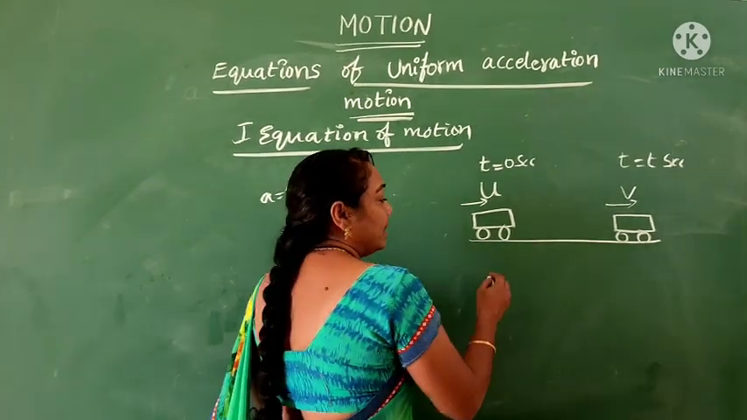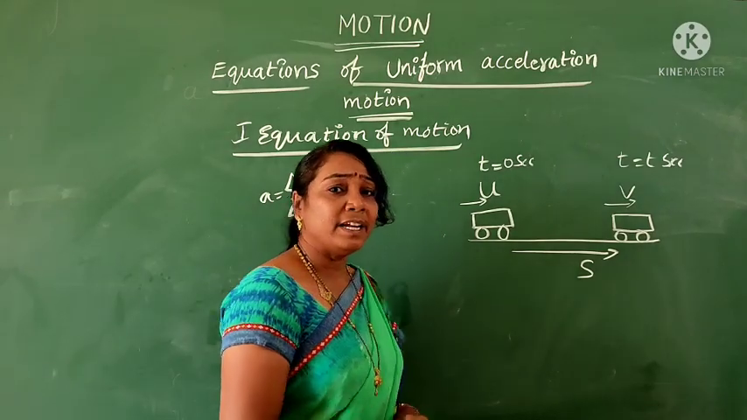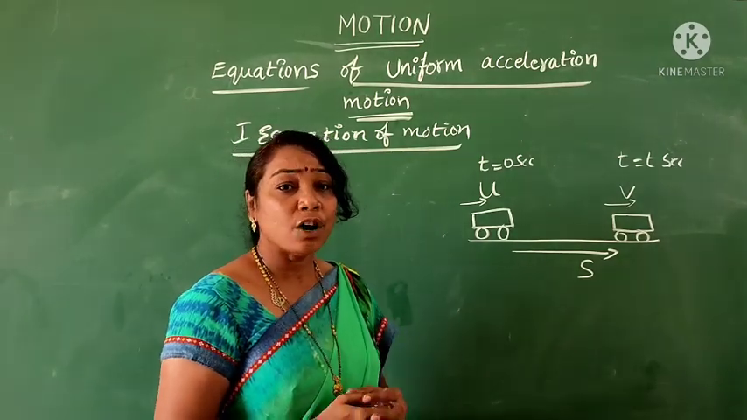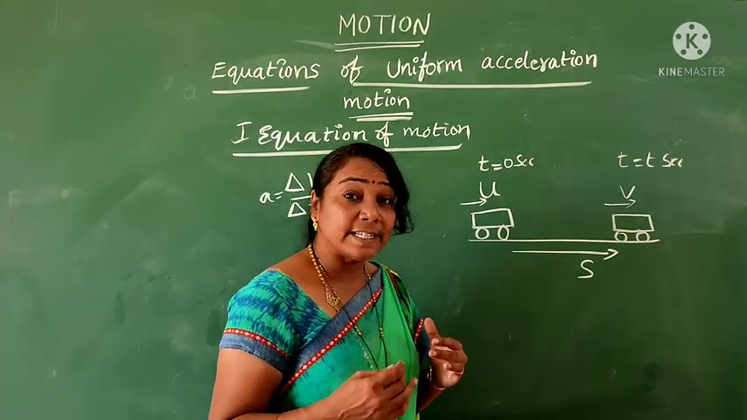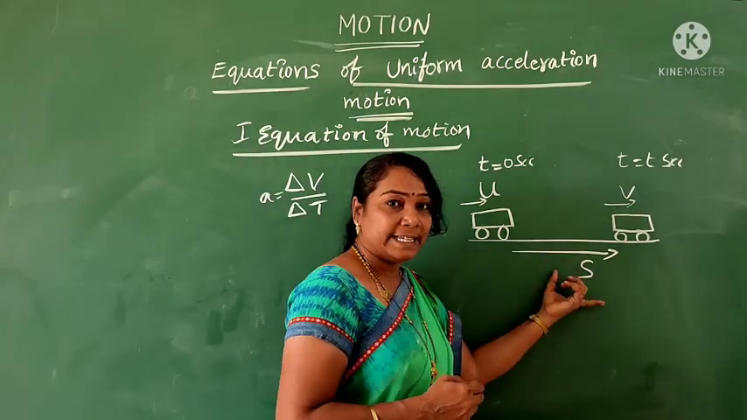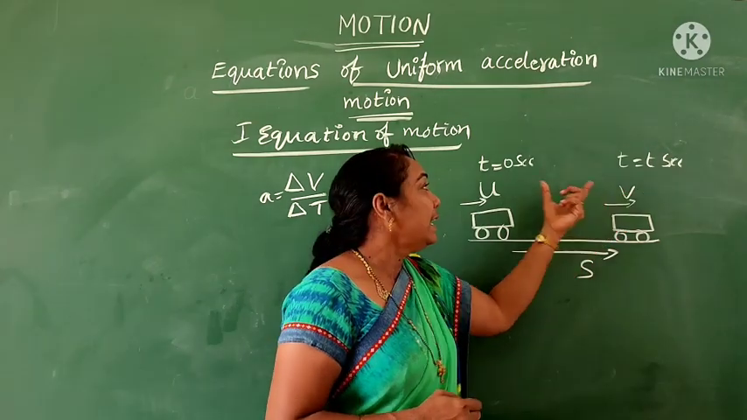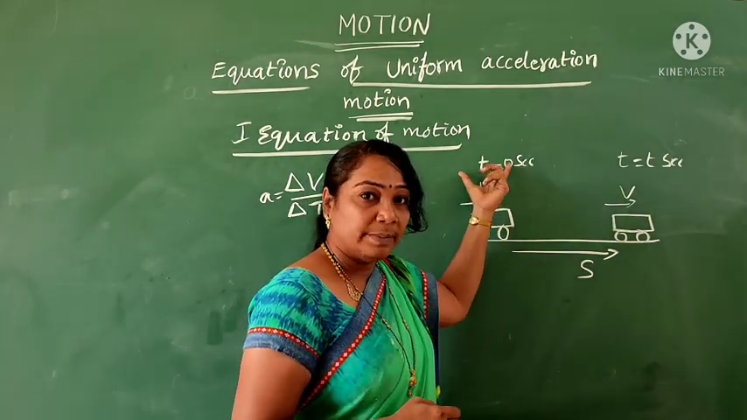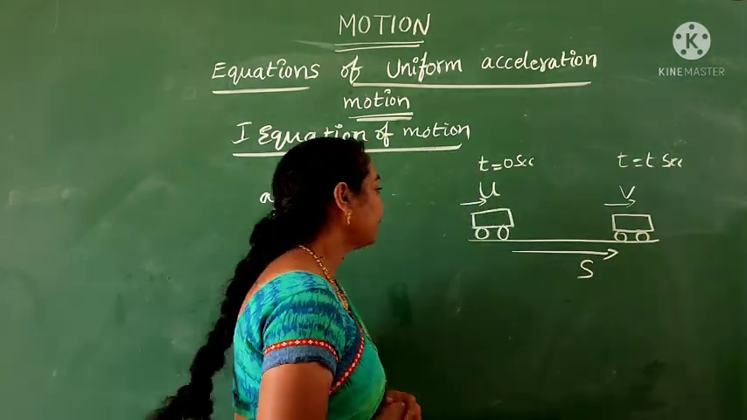When the displacement is s, what is the meaning of displacement? Displacement means the shortest distance covered by a body. Here the displacement is s. The initial velocity u, final velocity v; when at u, the time is 0 seconds, when at v, the time is t seconds.